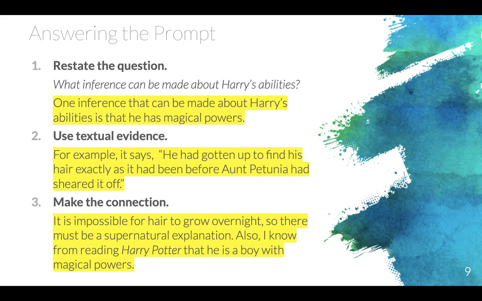So this would be a solid inference, a solid answer to that question about what you can infer about Harry's abilities. Because I've used the textual evidence, I've used what I already know about Harry Potter and the fact of how fast hair grows, and I've constructed a logical response. So that's the step. Restate the question, use the textual evidence, and then make the connection or the inference.